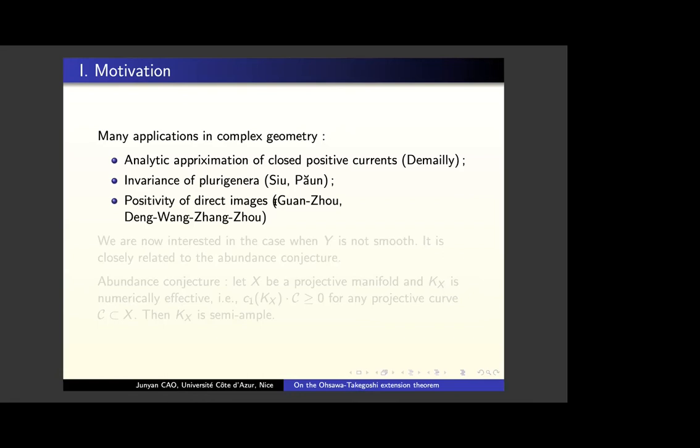They proved the Ohsawa-Takegoshi extension theorem with optimal constant, and by using their optimal extension theorem, it could imply the positivity of direct images. And more recently, Deng, Wang, Zhang and Zhou just used the standard Ohsawa-Takegoshi extension theorem without optimal extension to prove the positivity of direct images. So there are a lot of applications. Here I just mentioned three applications.